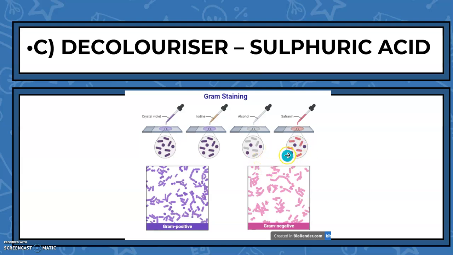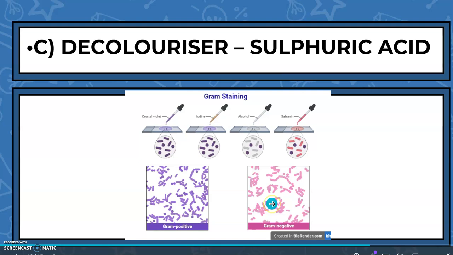And when we use the counterstain safranin, which is in contrast in color with the crystal violet, they stain the gram negative cells. Gram negative cells take up the color of safranin and they will appear pink. And gram positive cells will appear violet itself, that is of crystal violet. This is the principle behind gram staining.